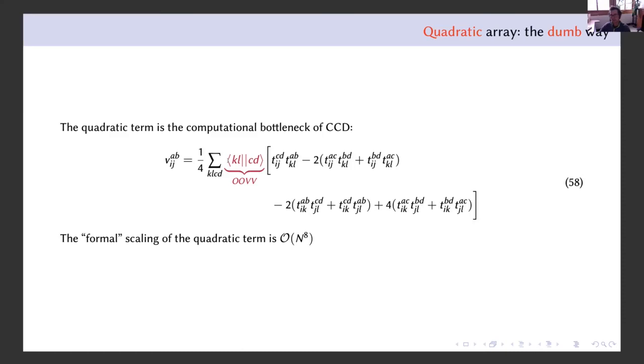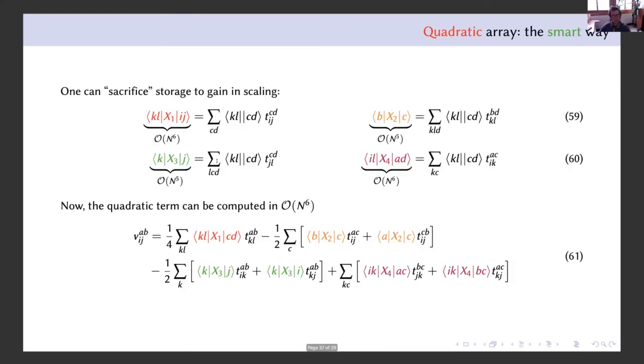I can tell you that if you write that program, your program is going to spend its entire time computing the V array, and that's it. That's the only thing that your program is going to do, and you don't want that to happen. So again, we're going to apply this magic trick, which means we're going to sacrifice storage to gain in scaling.